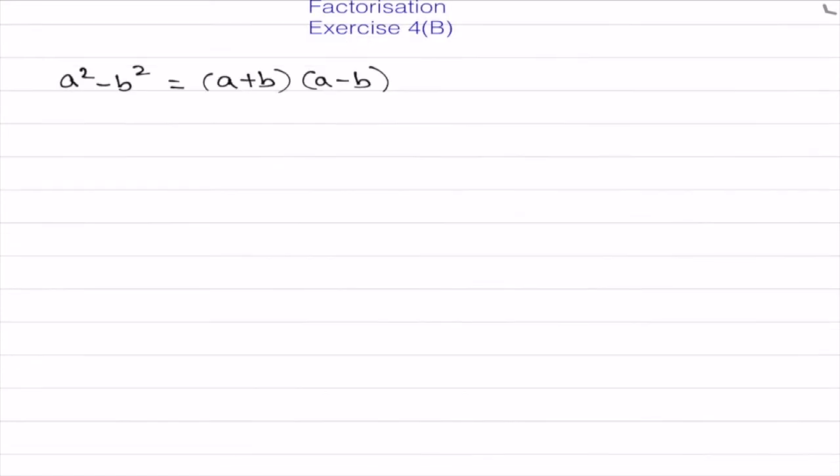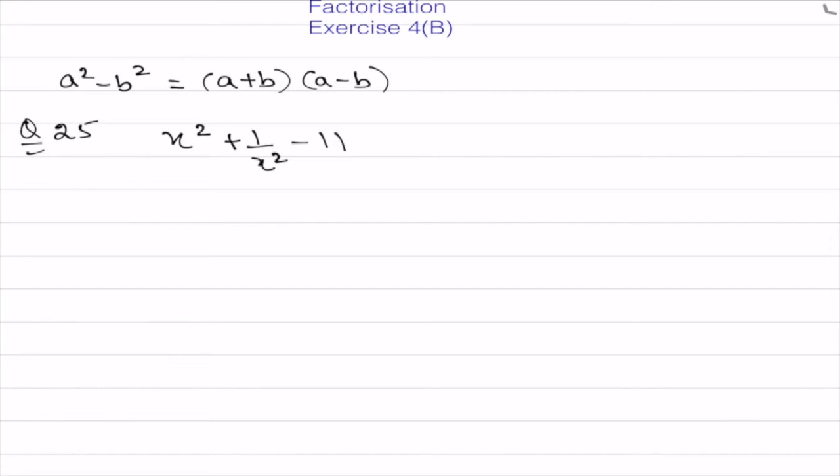We continue with the exercise 4b of factorization, which is based on the concept of the difference of two squares. That is equal to a plus b into a minus b. So based on the same concept, we'll start with question number 25. x square plus 1 by x square minus 11.